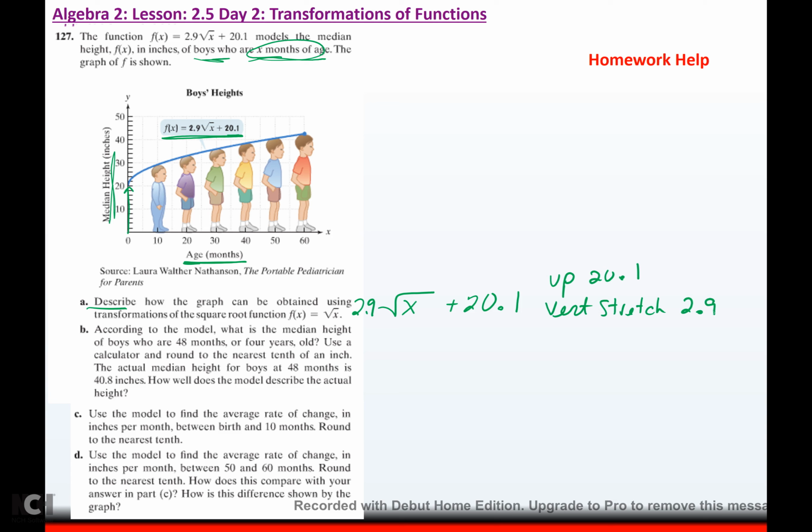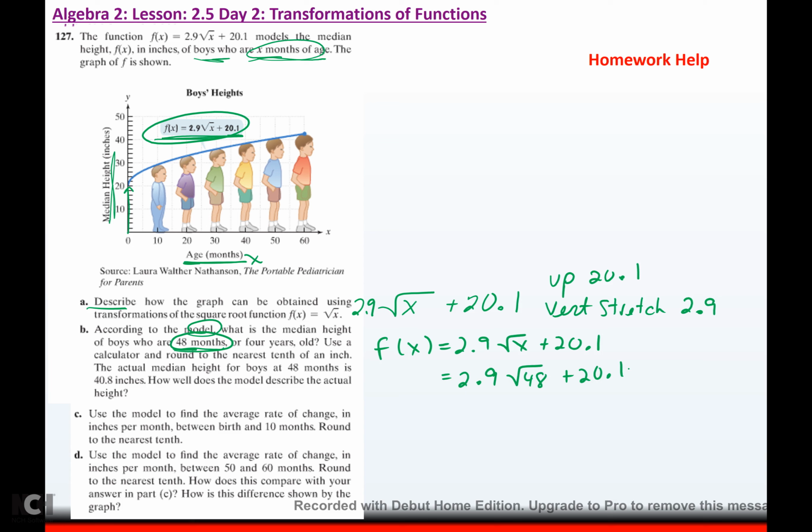Okay, B, according to the model, what is the median height of boys who are 48 months? Now, when they want you to use the model, they're telling you to use the function. So if I take my function, 2.9 square root of x plus 20.1, and they gave me an age, which is an x value, they're telling me to plug in 48 for x. So 2.9 square root of 48 plus 20.1. And we just use a calculator to solve that. If they wanted radical, we would just leave it, but they want a decimal answer.